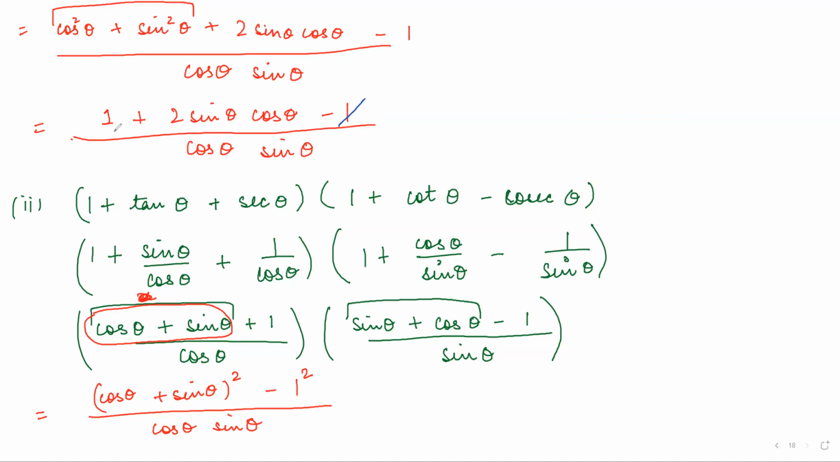Now this one cancels out with this. So you get 2 sine theta cos theta divided by cos theta sine theta, same thing. And then this also cancels out. Answer is 2. So the correct option is second. Sorry, C. C option is correct.